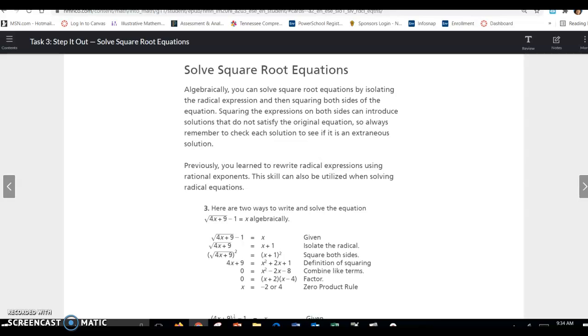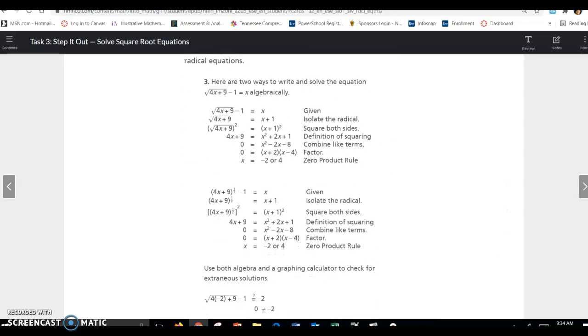Previously, you learned to rewrite radical expressions using rational exponents. This skill can also be utilized when solving radical equations. Here are two ways to write and solve the equation. The first one, we're going to do just like we've done in the previous task. You are first going to isolate the radical, which means you have to add 1 to the other side. Then I'm going to square both sides.